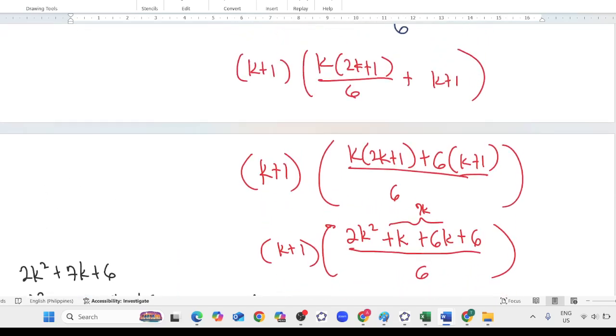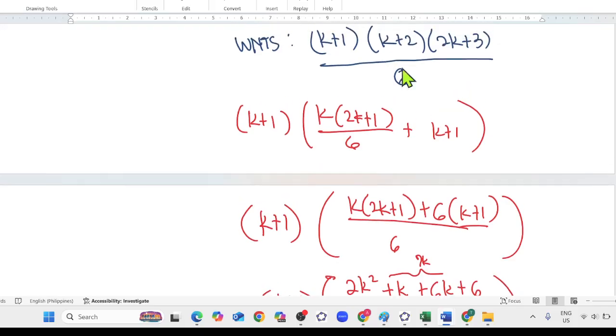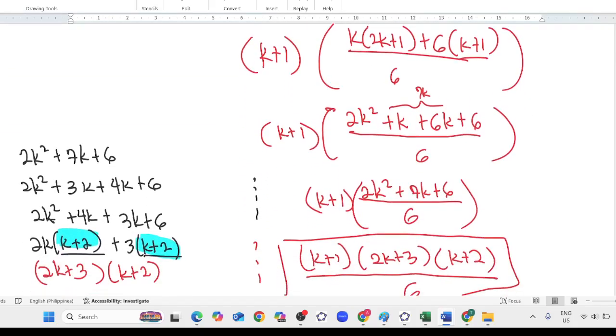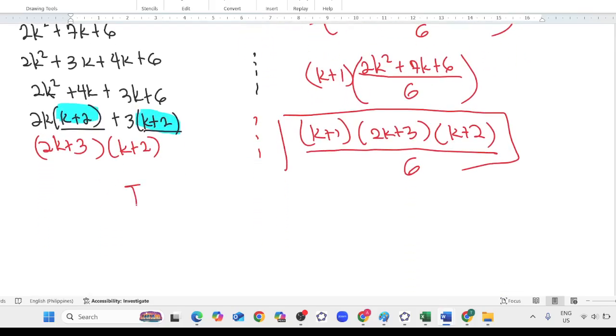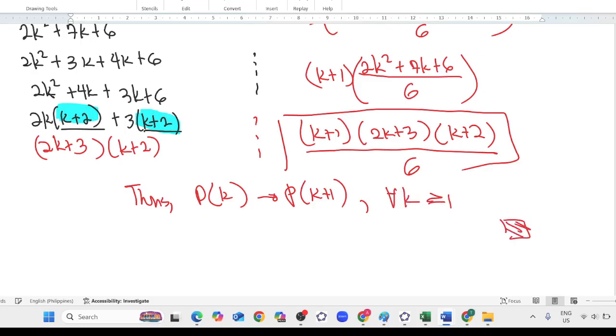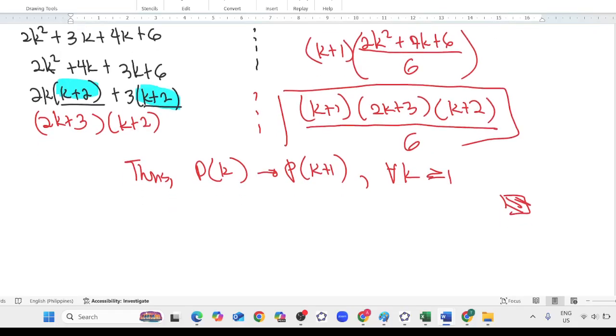Thus, it implies that P of k implies P of k plus 1 for all k greater than or equal to 1.